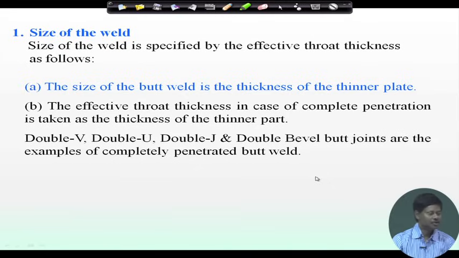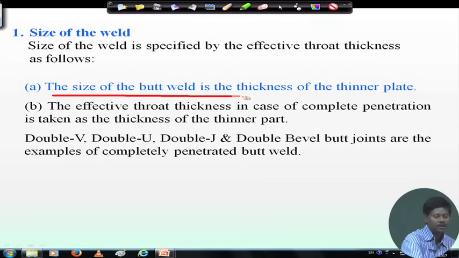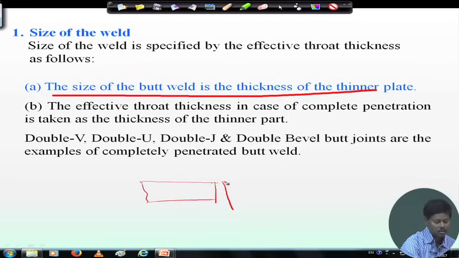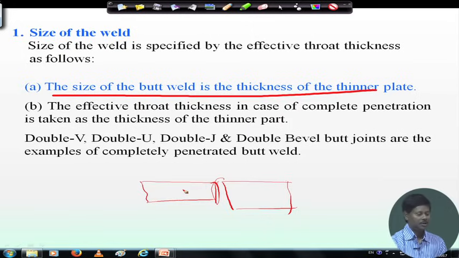Now, the size of the weld can be defined by the effective throat thickness as follows. The size of the butt weld is the thickness of the thinner plate. If we have two plates joined together, the thickness of the thinner plate will be the size of the butt weld. In case of complete penetration, the effective throat thickness will be the thickness of the thinner plate. Otherwise, we have to calculate, which I will come to later.